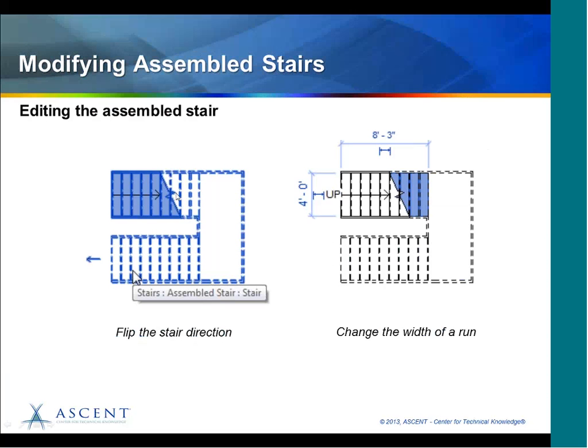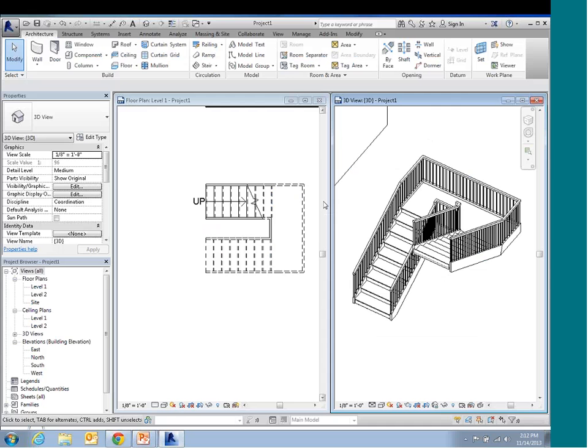Now, when you select the stair, just right as it's in the view window there, you can flip the stair direction. So this is a flip right here, if you can see that. You can also change the width of a run. So you can see here this 4 foot. I could actually change that width as I'm editing the stair. So let's go ahead and take a quick look at that.